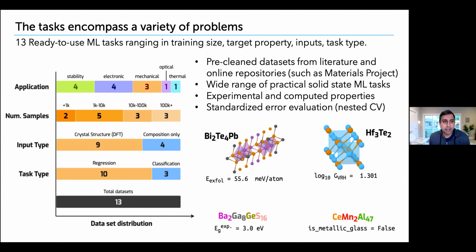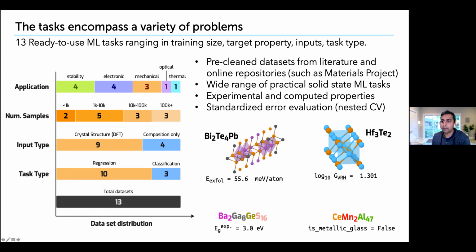So as I mentioned previously, there's a lot of variety to the problem. So we tried to pick, of the 13, different types of applications. So this includes stability, formation energies, electronic properties like band gap and dielectric tensors, mechanical properties like elastic moduli, as well as optical and thermal properties. We span the range of samples, everywhere from a few hundred samples to over 100,000 samples, to again see whether certain techniques work better for different sample sizes.